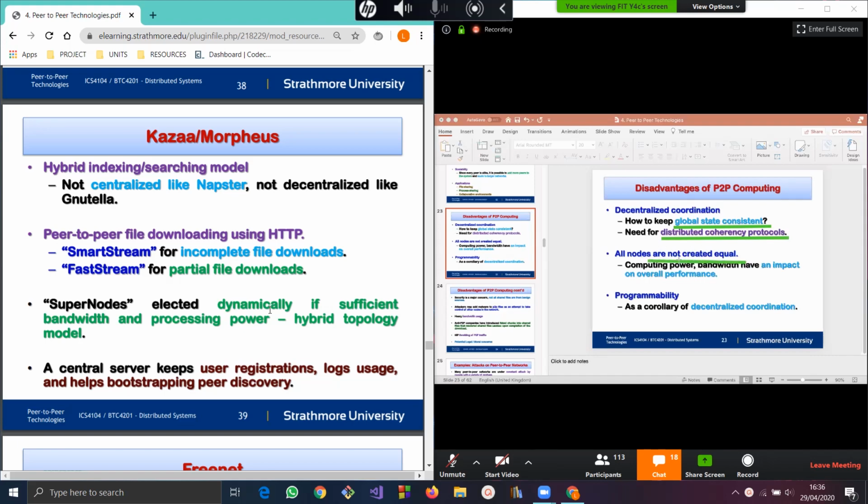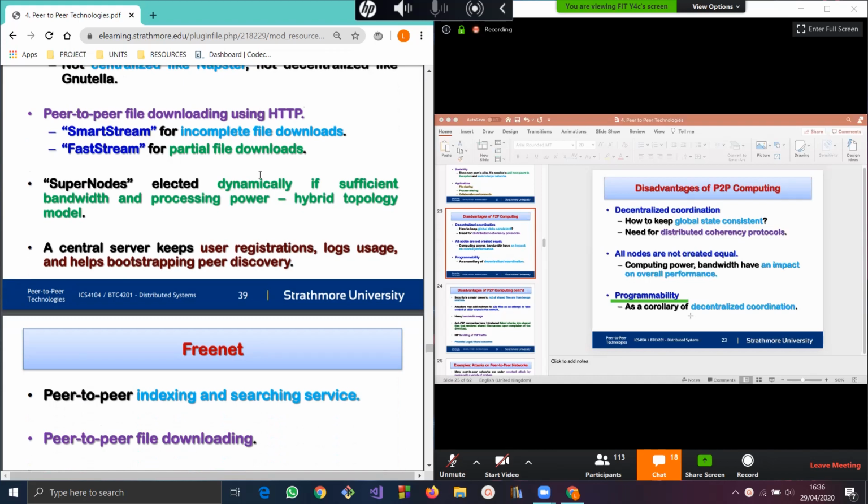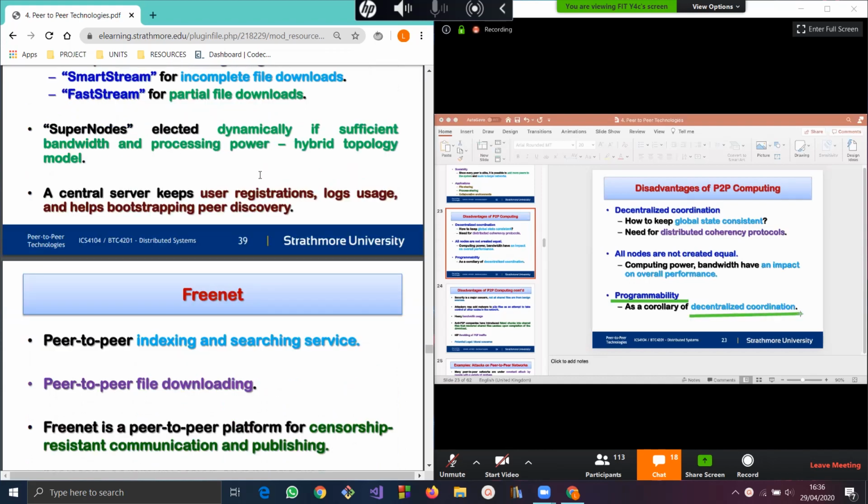Nodes are not created equal. We say they come with computing power, but your laptop might be the latest, mine might not, so capabilities might differ. It may not have the same server capabilities as yours. Programmability: is it possible for us to program those nodes to behave in the same way?